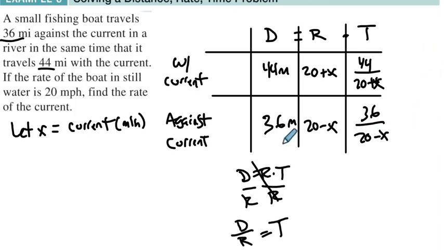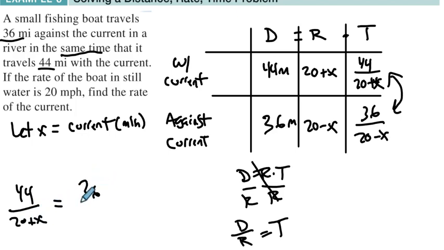Okay, and that's what it says right here: in the same time. So basically these two should be set equal to each other, because whether it travels with the current or against the current, it's the exact same time. This is why this information was very important. So 44 over 20 plus x is equal to 36 over 20 minus x.